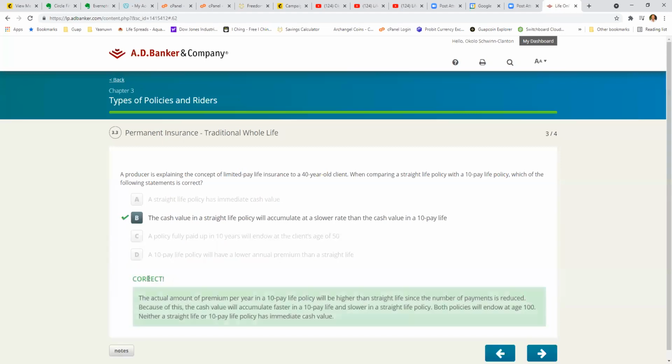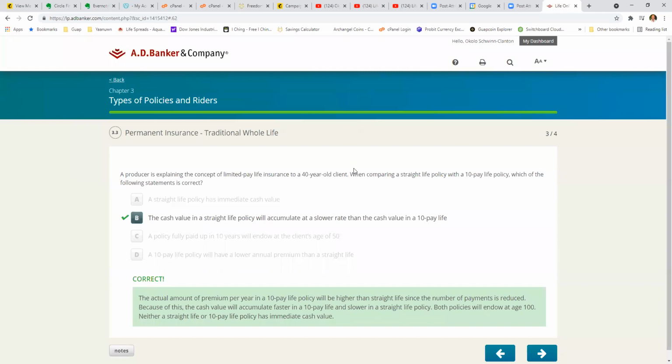Yeah. And it's right. So the actual amount of premium per year in a 10-pay life policy will be higher than the straight life since the number of payments is reduced. Because of this, the cash value will accumulate faster in a 10-pay life and slower in a straight life. So remember, straight life is typically pay until 100 or until the person dies. Straight, you could just consider straight, regular, normal, boring.